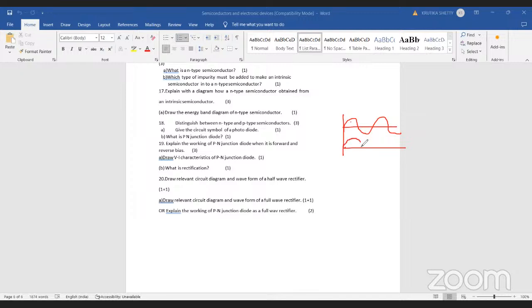ನಾನು full wave ಹೇಳ್ತಾ ಇದ್ದೀನಿ. D1 allows the current through the load resistor RL. ಆಯ್ತಾ? During the negative half cycle, D1 is reverse biased, D2 is forward biased. Therefore, D2 allows the current. Therefore, the next part is getting converted into DC.